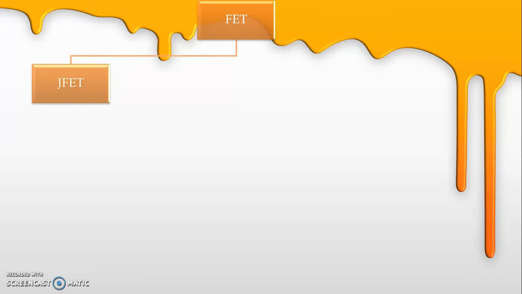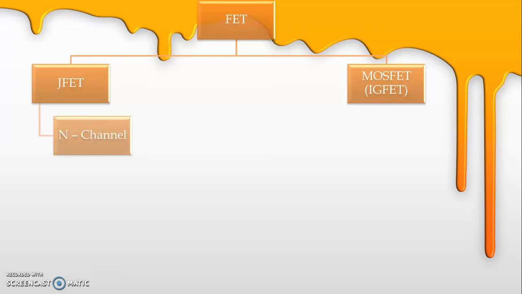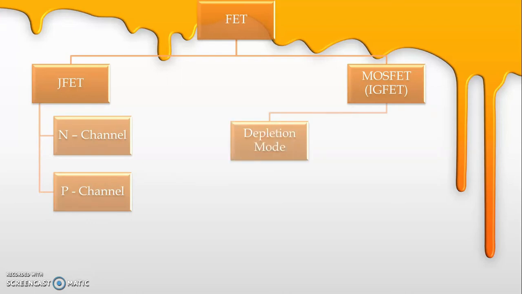Now let us see the classification of field effect transistor. FET is broadly classified into two categories. One is a junction field effect transistor, and another one is a MOSFET, or it is known as IGFET, that is insulated gate field effect transistor, or MOSFET, that is a metal oxide semiconductor field effect transistor. Junction field effect transistor is normally having two categories, that is N channel and P channel, while MOSFET is again divided into two categories. One is a depletion mode and another is enhancement mode.